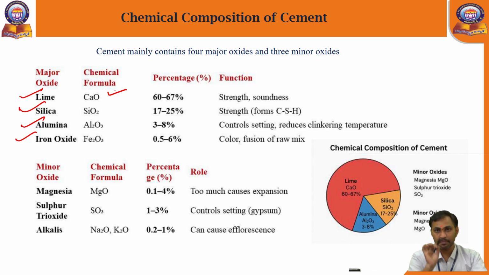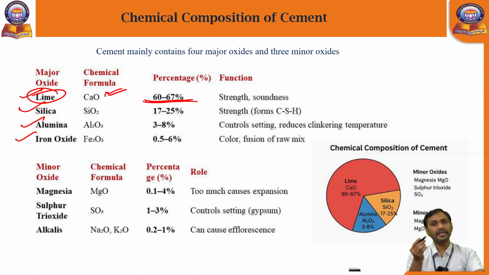See, in the cement material, if lime is available, what is the chemical formula of lime? That is CaO. How much percentage is available? 60 to 67 percent. And this lime material, which type of raw material does it come under? Calcareous material. So lime is present in the cement material at 60 to 67 percent. What is its function? It generates strength and soundness.